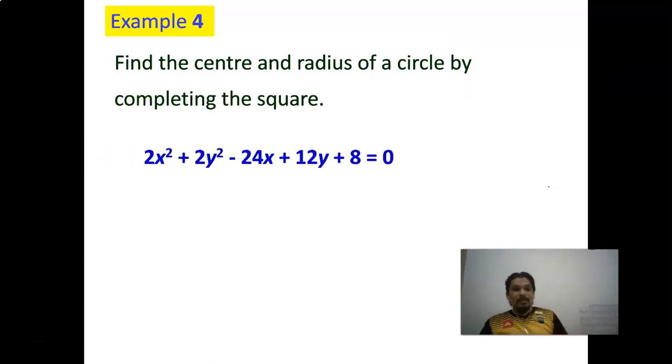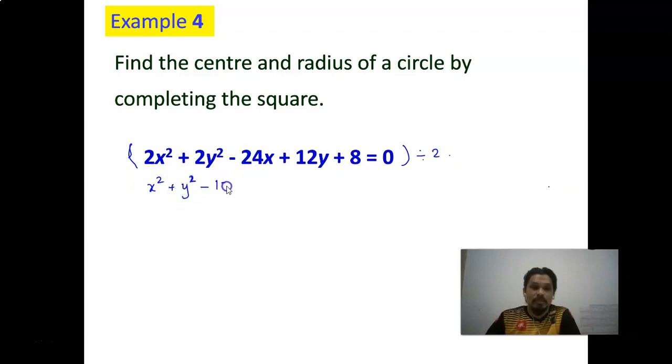Okay, then this is a question now. Find the center and the radius. For this we divide everything by 2, then we get x squared plus y squared minus 12x plus 6y plus 4 equal to 0. Divide by 2: negative 12, 6, 4.